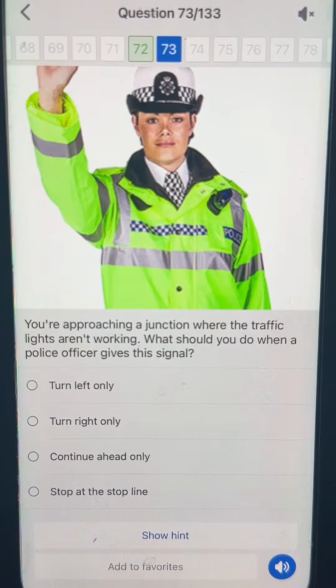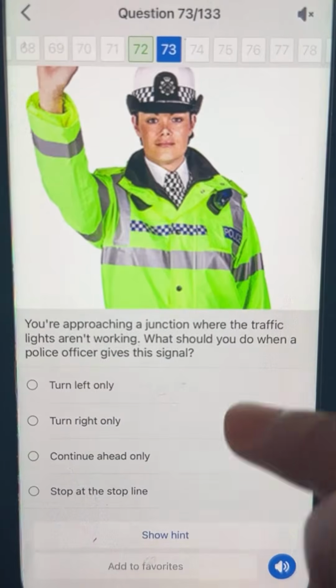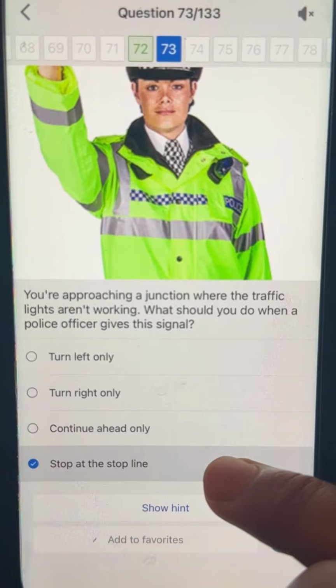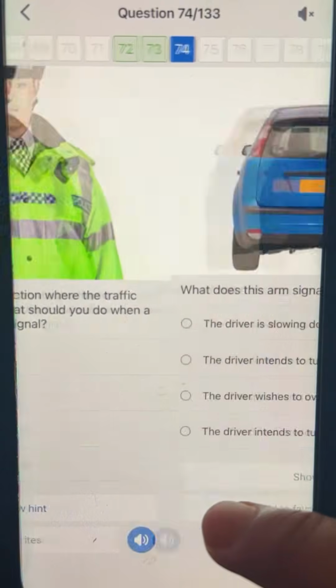Good. So you're approaching a junction where the traffic lights are not working. What should you do when a police officer gives this signal? He wants you to stop, so you should be stopping. Stop at the stop line. When traffic lights are not working, either they will put up a sign to tell you they are not working, or, if it's really busy, they will put a police officer there to organize traffic.